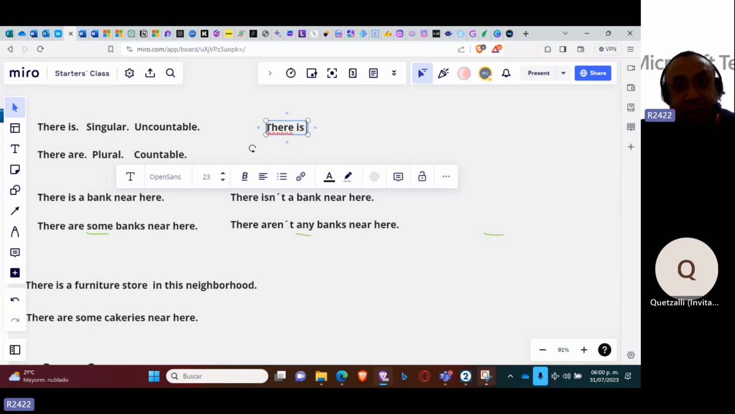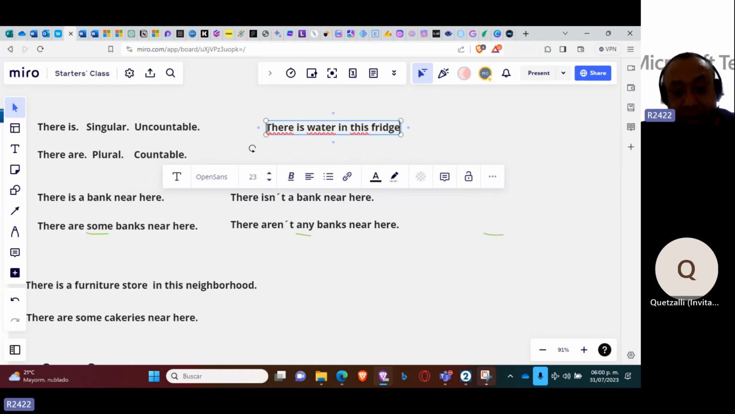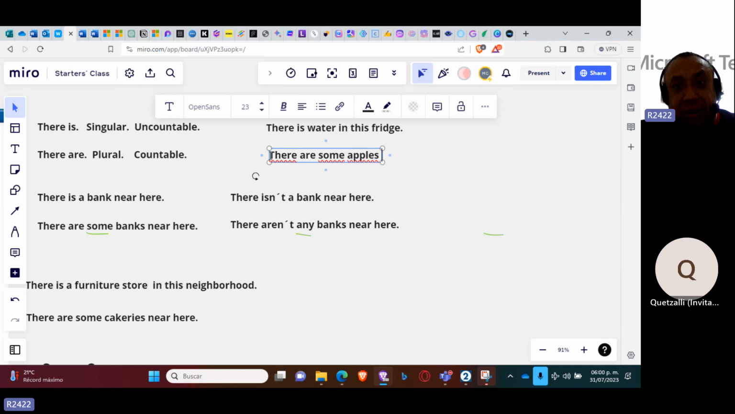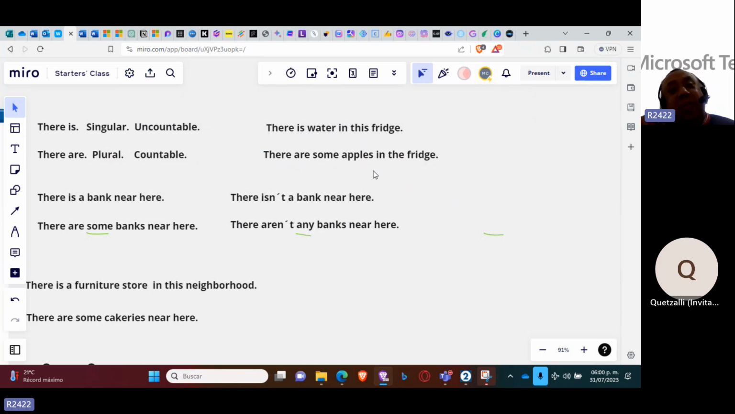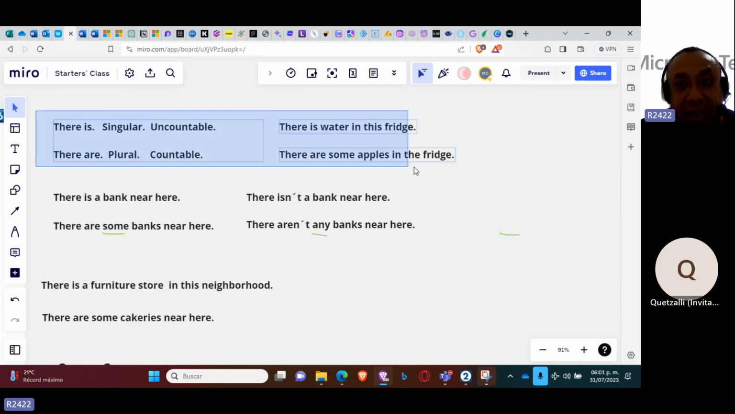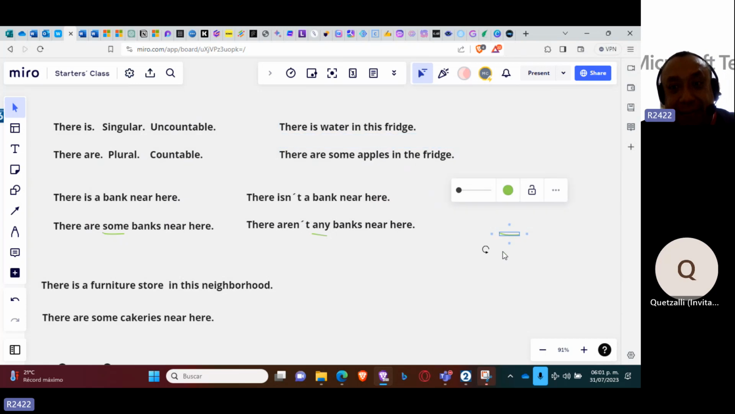Puedes decir, there is water in this fridge. Hay agua en este refrigerador. Plural contable, tú puedes decir, there are some apples in the fridge. Fíjate. Esto vamos a ver más adelante, esto viene en la unidad 7. There is con incontable y there are con contable. Pero te lo pongo porque si quieres, cópialo también en tu cuadrito, para que lo tengas presente.